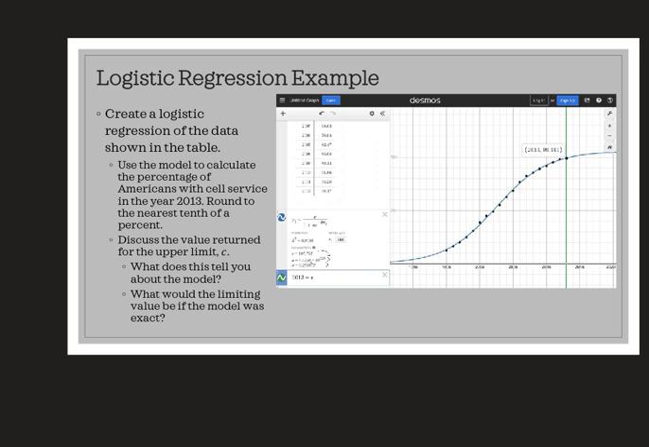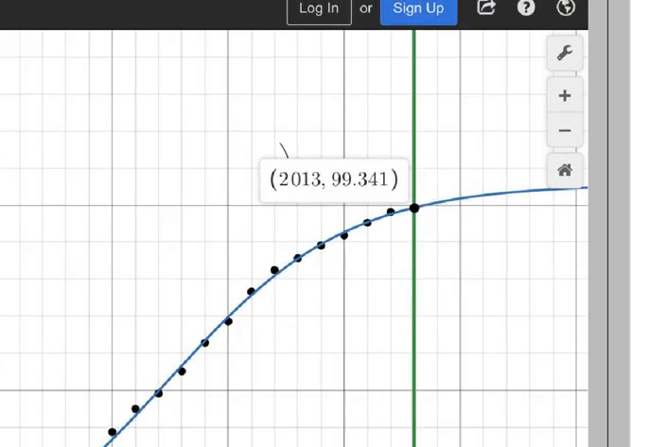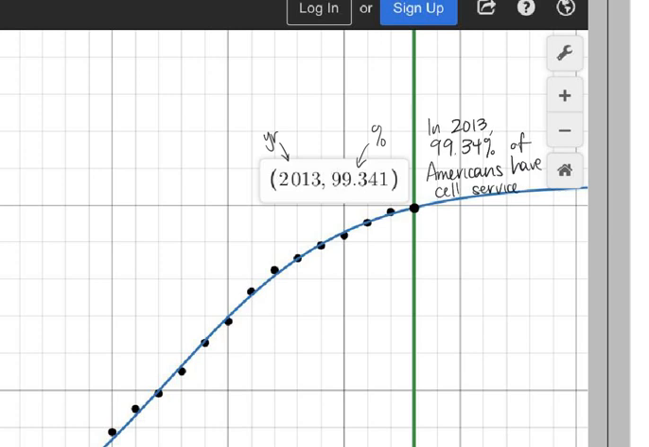Okay, now use the model. Calculate the percentage of Americans with cell service in 2013. So we're going to go up here. This is our year. This is our percent. And so in 2013, we could say 99.34% of Americans have cell service, which is probably relatively accurate. I mean, you guys were alive then, so it seemed like almost everyone had a phone or had access to a phone.